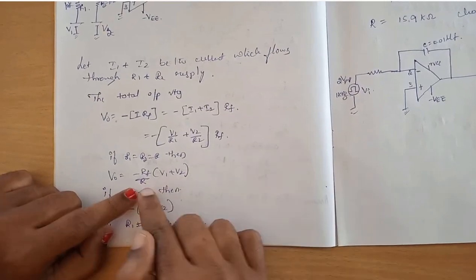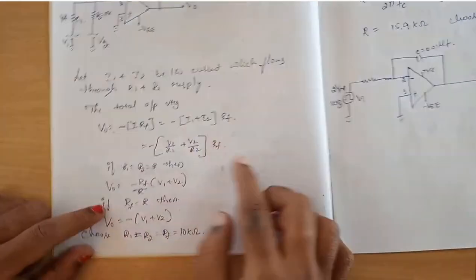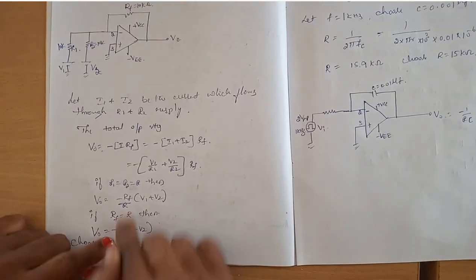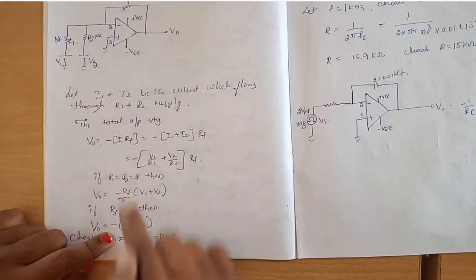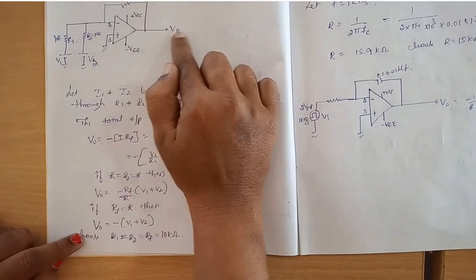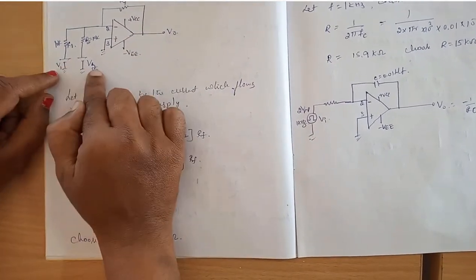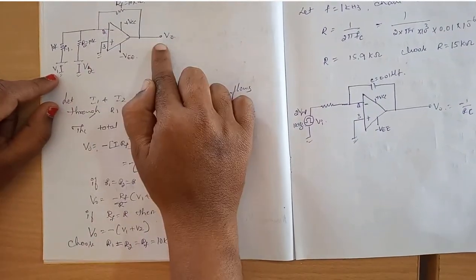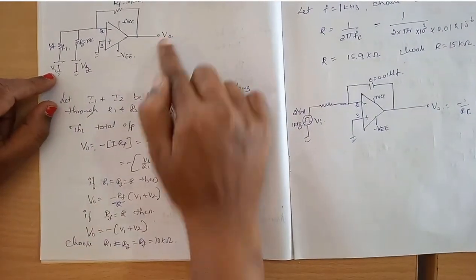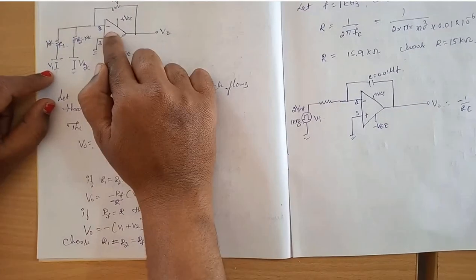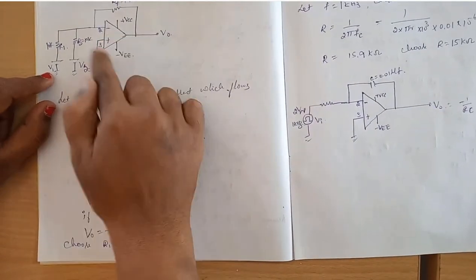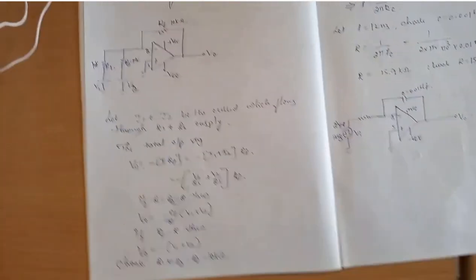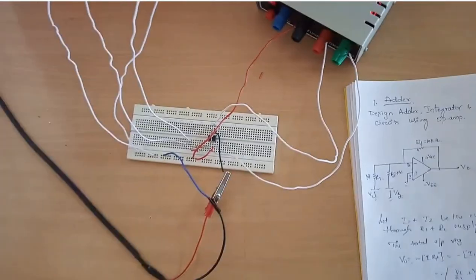Since this is the output voltage of the inverting terminal, if RF equal to R, then finally V0 equal to minus of (V1 plus V2). So finally at the output, whatever voltage we give at the inputs V1 and V2 gets added, and it will be inverted. The negative sign shows it is connected to the inverting terminal and the non-inverting terminal is grounded. Let us observe the same in the experiment.